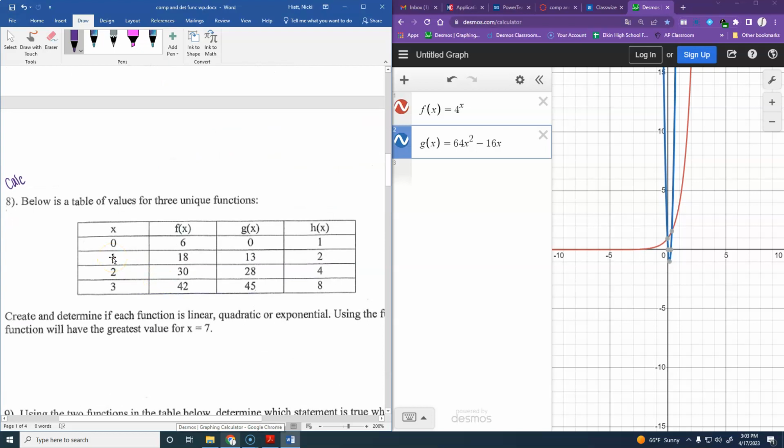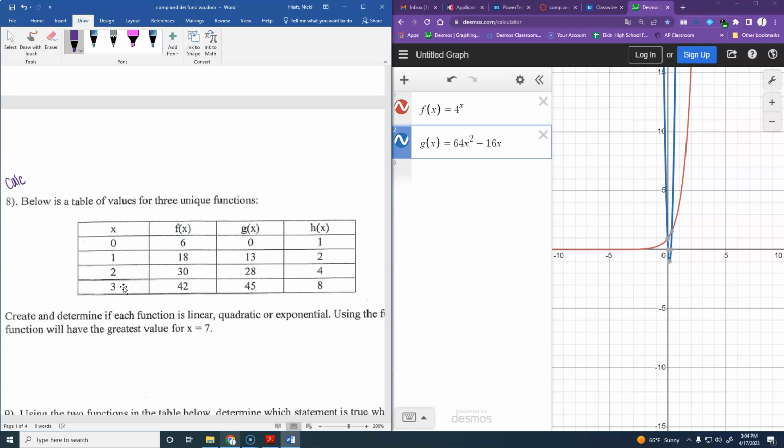8 has the exact same numbers on it. For 7, it's just asking which one's linear, exponential, quadratic. 8 has the exact same numbers, and it is going to ask us to write an equation of the line. Okay? So we can do this by hand or using the calculator.